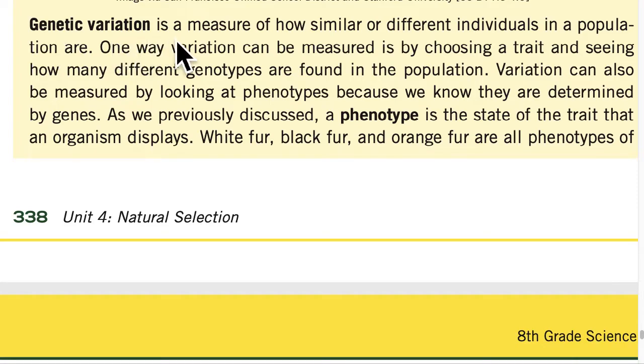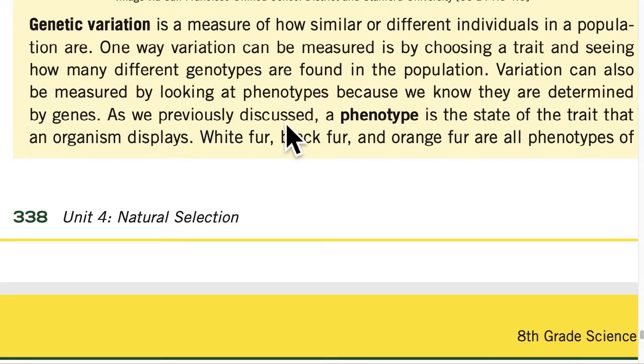Genetic variation is a measure of how similar or different individuals in a population are. One way variation can be measured is by choosing a trait and seeing how many different genotypes are found in the population. Variation can also be measured by looking at phenotypes because we know they are determined by genes.